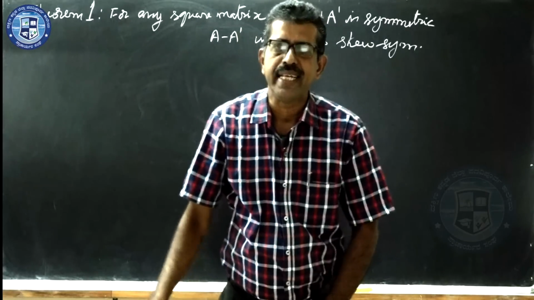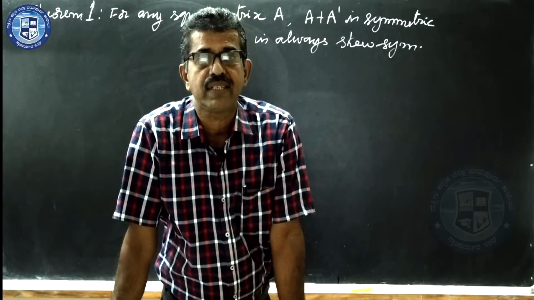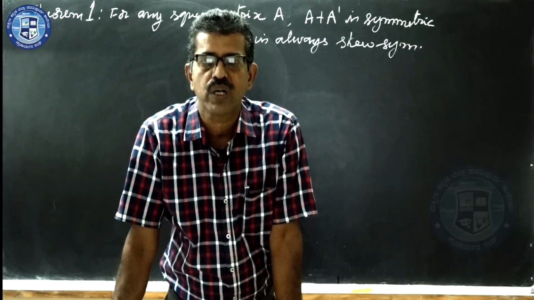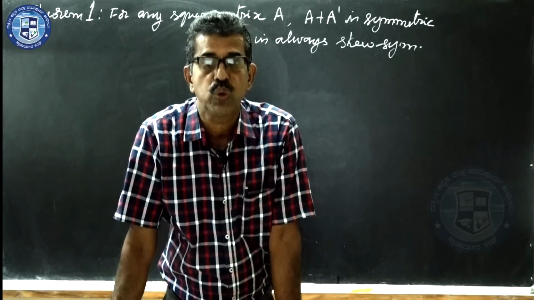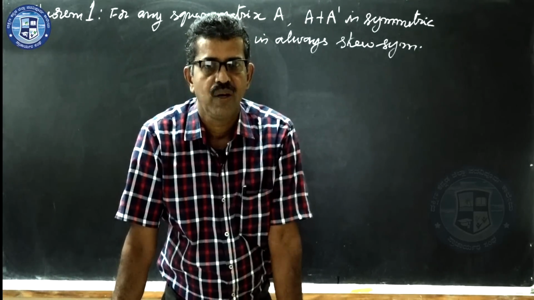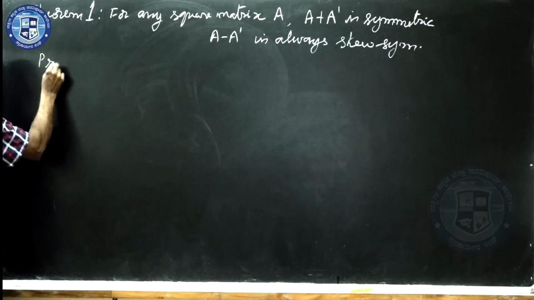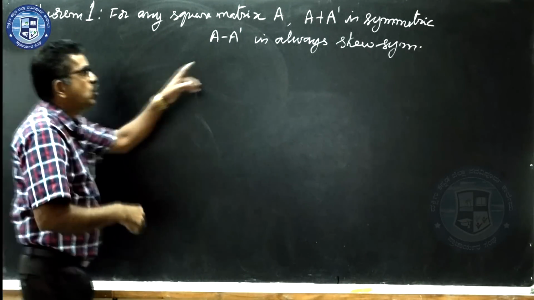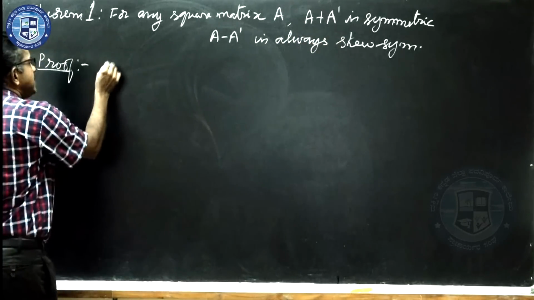How do we prove that A plus A dash is symmetric, and that A minus A dash is skew symmetric in general? Please do not give a counter example. Do not give an example when you have to prove it is true for all matrices. I will just give the proof. The first part: in order to prove that A plus A dash is symmetric, I will take it like this.